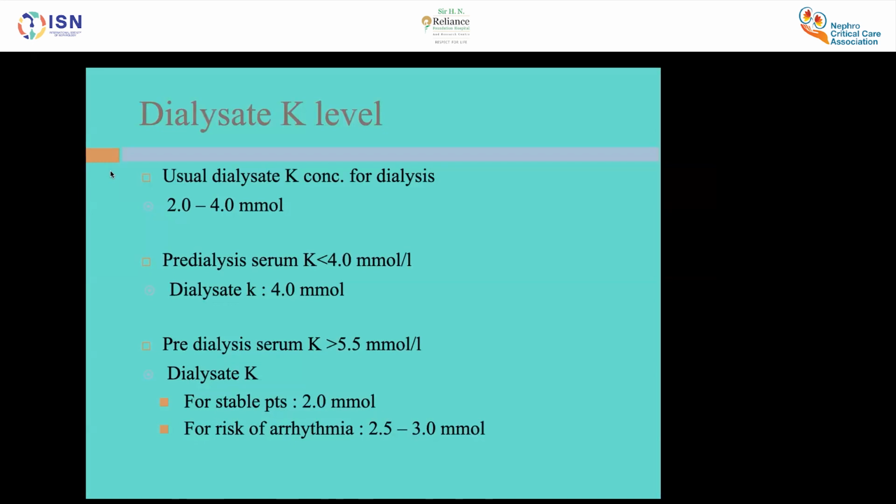Dialysate potassium levels. The usual dialysate potassium concentration for dialysis is 2 to 4 millimole. If the pre-dialysis serum potassium is less than 4 millimole per liter, then we can target dialysate potassium around 4 millimole. If the pre-dialysis serum potassium is more than 5.5 millimole per liter, that is hyperkalemia, then for stable patients we can use dialysate potassium of around 2 millimole. If the patient is at risk of arrhythmia, then we should use a little bit higher, like 2.5 to 3 millimole of potassium in the dialysate fluid.